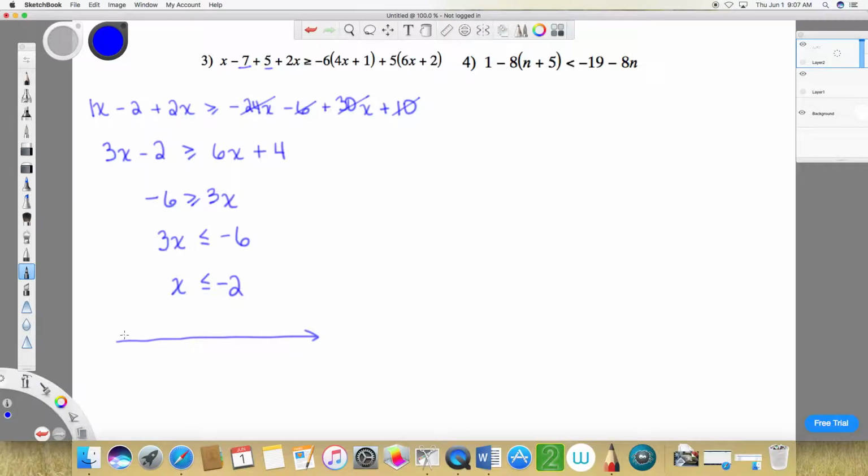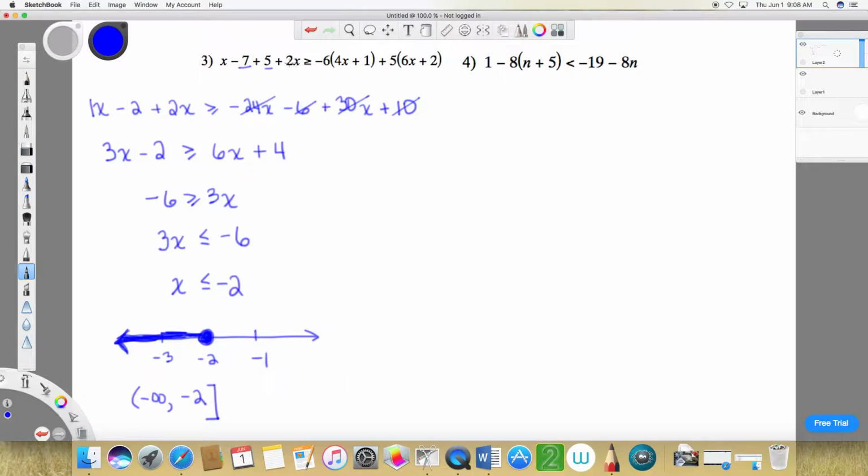On a number line, if I have negative 3, negative 2, negative 1, and so on, it'll be a solid point at negative 2 because negative 2 is included in my solution set. Values that are less than or equal to negative 2 are all the numbers to the left of negative 2 here. So here's a sketch, a graph of my solution set. If I write this in interval notation, the left arrow is shaded. That's negative infinity all the way up to negative 2. Since negative 2 is included in the solution set, I need a bracket.